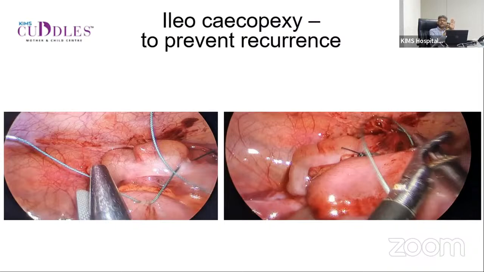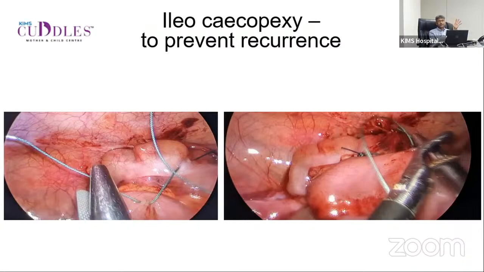So what we try to do is make it an acute angle, and then we will not allow it to go into that, by fixing the ileum to the cecum. This is what is called ileocecopexy, where we put 2 or 3 non-absorbable sutures so that the angle is fixed like that. If this is not able to go, it is not going to go at all. So this is how we can prevent recurrent episodes.